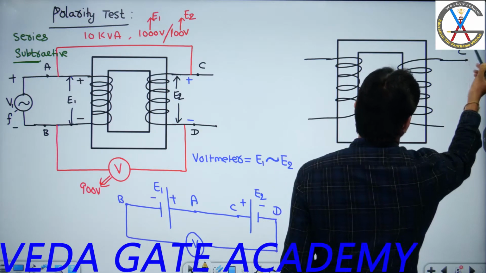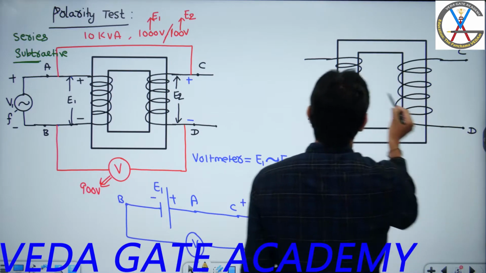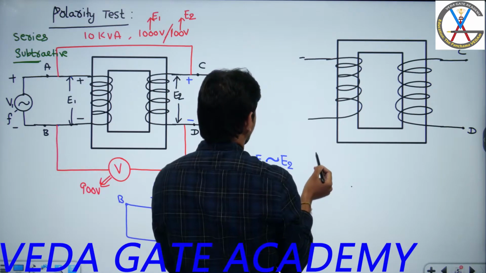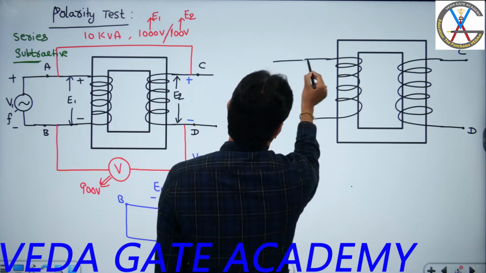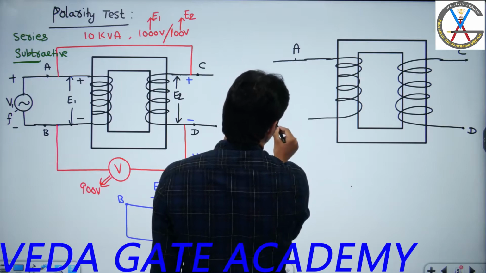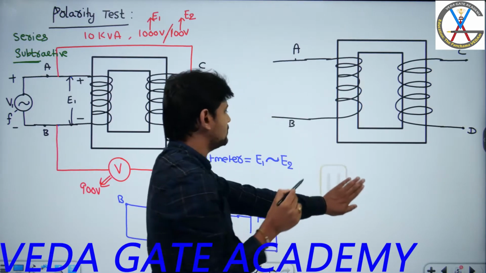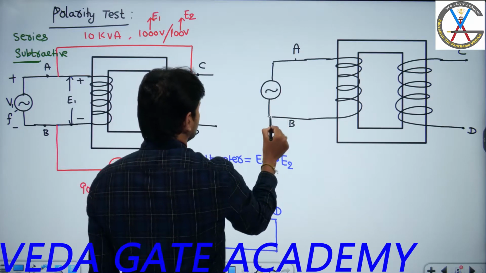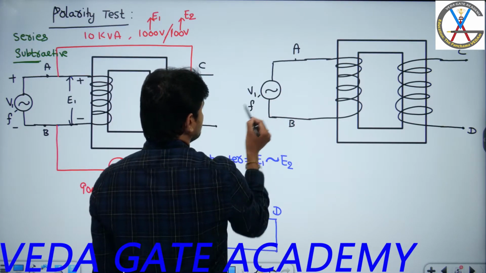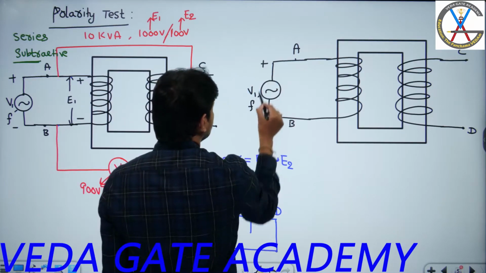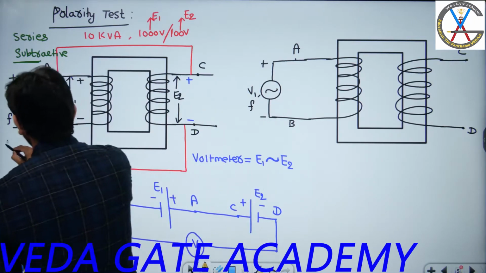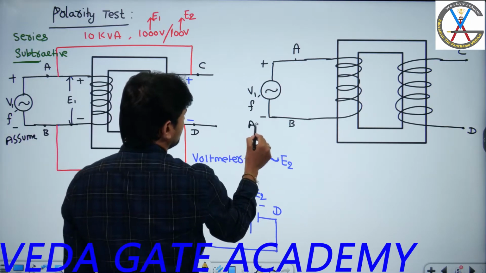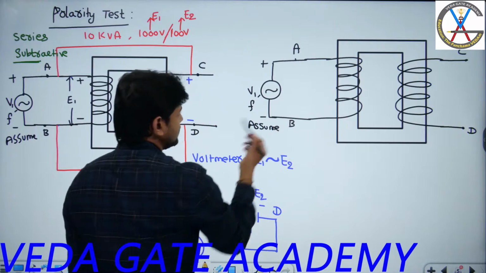Let us assume this is the C terminal and this is the D terminal, and this terminal is A and this terminal is B. For this side, what I have done is I have connected a source at a voltage V1 and frequency F, and I am assuming this terminal is positive. Here we have done the assumption that A is positive with respect to B.